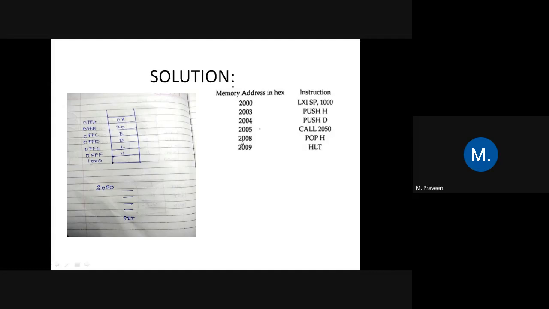Currently the stack pointer address is 0FFC. Now in 2008, what you have is POP H. POP H means moving the data from the stack to the HL register pair. So this is the opposite of the PUSH instruction. Currently the stack pointer address is 0FFC.